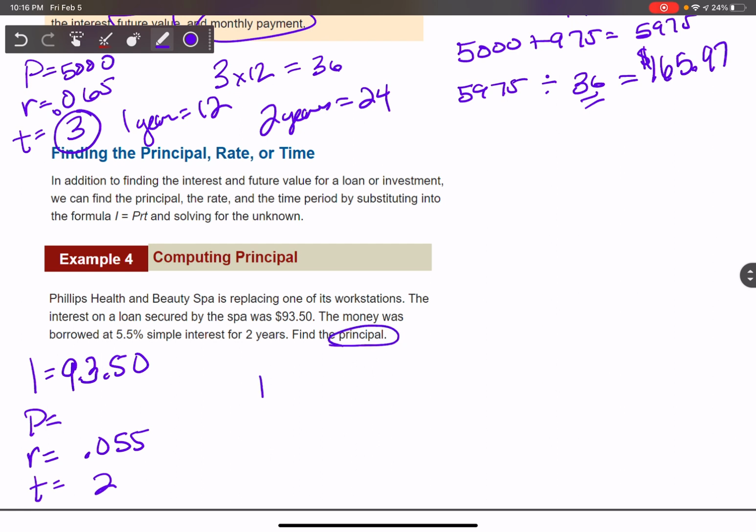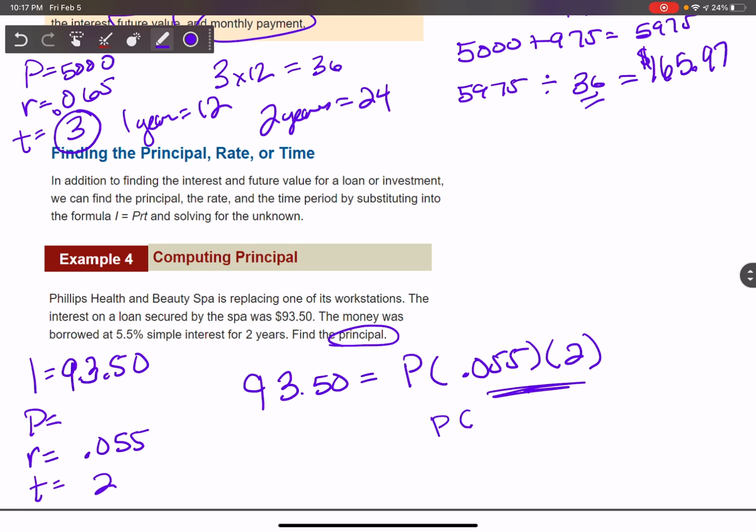Find the principal. So I'm still going to set this up. I equals PRT. I equals P times R times T. I want to get P by itself, so I'm going to start by multiplying the 0.055 and the 2, just to simplify it a little, which gives me 0.11. This is a parenthesis. To get P by itself, I have to do the opposite operation, which is division. So my principal comes out to be $850.